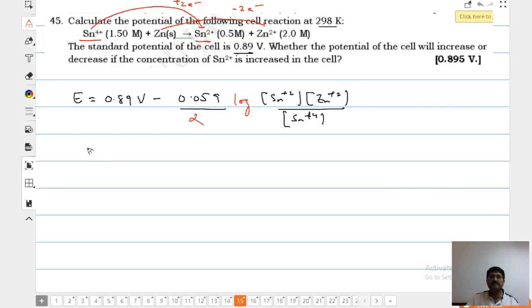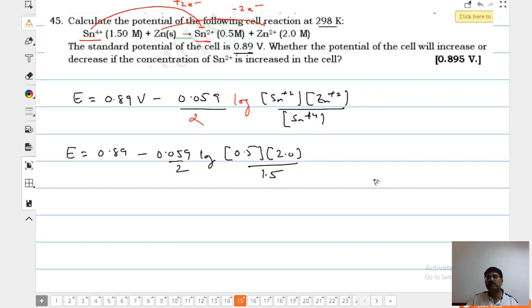Do you understand this? That is, E is going to be 0.89 minus 0.059 by 2, log of, what is Sn plus 2? 0.5. What is zinc? 2 molar. And what is this? 1.5. So that is going to be 1 by 1.5, that is 2 by 3. Got it? Log of 1 by 1.5, that is log of 2 minus log of 3. 0.30 minus 0.4771. Any problem?